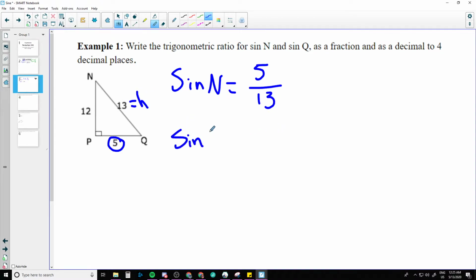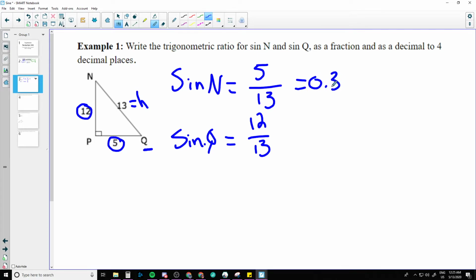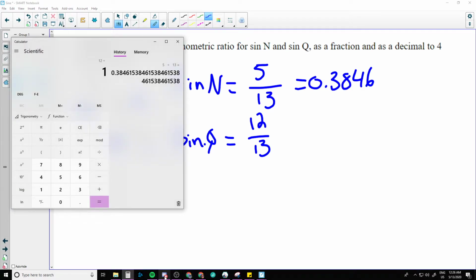For sine Q, now we're talking about this angle here. The hypotenuse is still the same, but what changes is that the opposite side is over on this side. So now it's 12 divided by 13. Okay, now it wants us to write these as decimals to 4 decimal places. So 5 divided by 13 is 0.3846. And 12 divided by 13 is 0.9231.